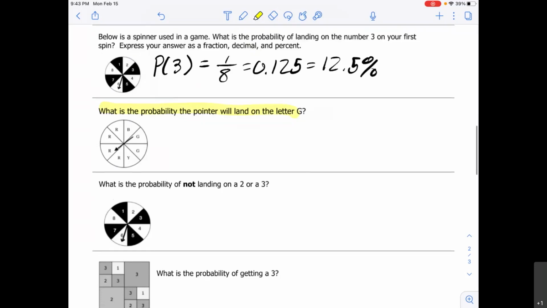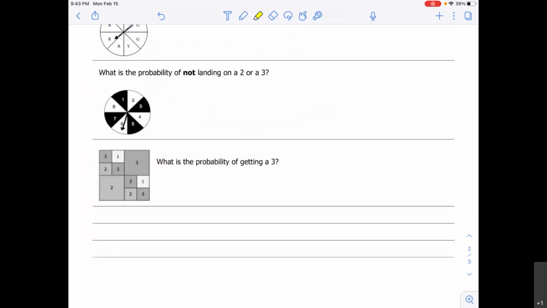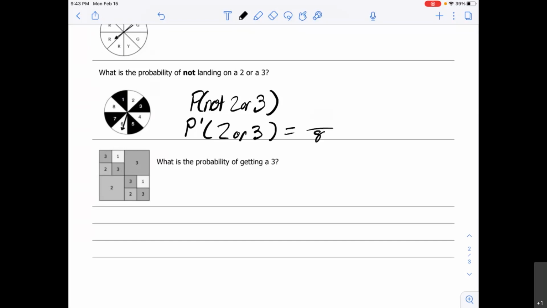All right. Looking at the next one, what is the probability of not landing on a 2 or 3? So this is an interesting one. We want the probability of not 2 or 3. This is also written as probability with that line. That little line means not. Well, in this case, we have 8 total sections, and 6 of them are not a 2 or a 3: 1, 2, 3, 4, 5, 6. So the probability that we don't get a 2 or a 3 is 6/8, which simplifies to 3/4, 0.75, and 75%.